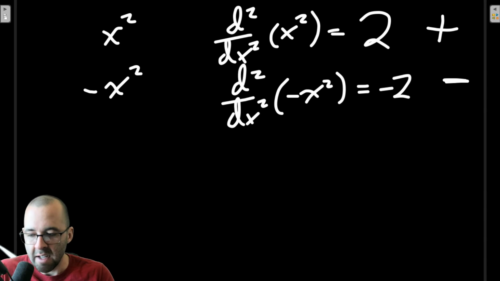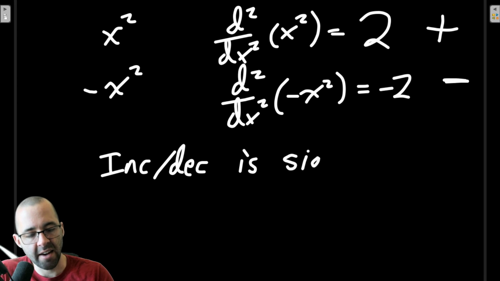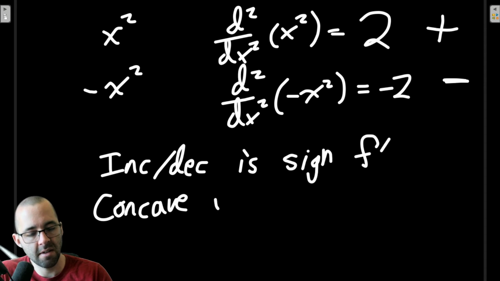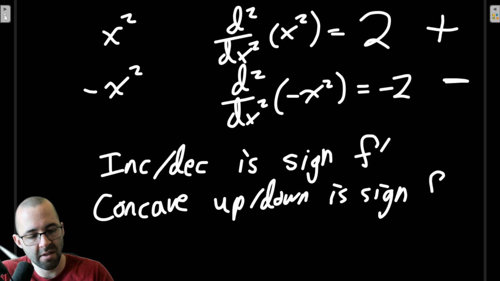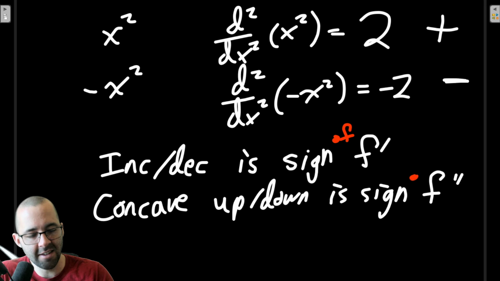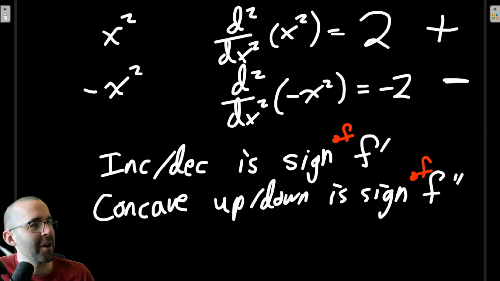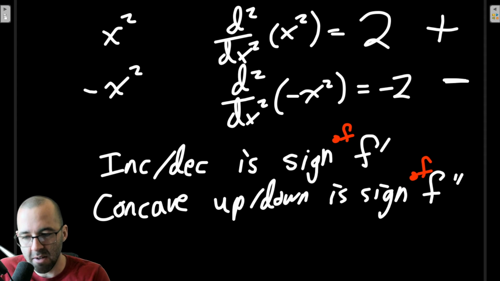To summarize, increasing or decreasing is the sign of the derivative. Concave up or down is the sign of the second derivative. Uh-oh, I forgot the word "of" in both of these. Nothing to see here. There we go. You can't even tell it was missing. So let's do an example and see how this pans out, and we'll do some more of this in part B as well, in the second video.